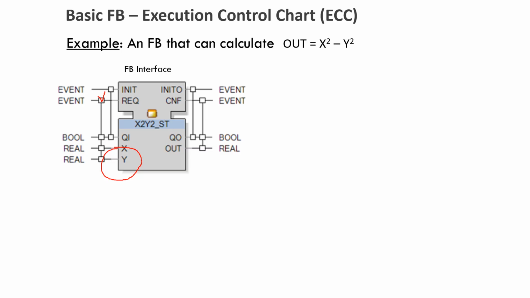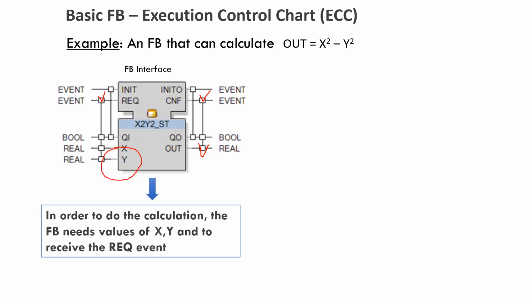and with that output event, the associated output variable is made available outside the function block. Okay, so I will explain to you later what init and init-o inputs and output are needed for. But now let's focus on the main functionality, which is calculation of this output variable.